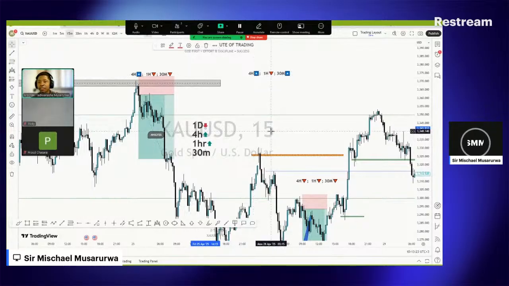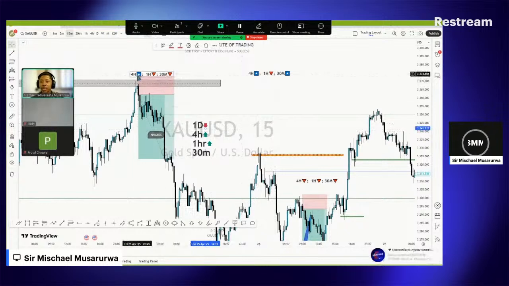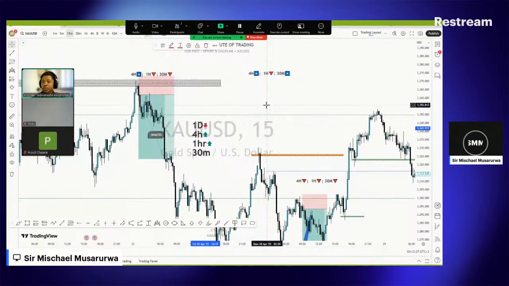And there's another pair which is only two. Let's say, for example, on gold, we have 4 hour going up, 1 hour down, and 30 minutes down. But then with USD JPY, all of them are going down. Obviously, I'm going to choose USD JPY, because gold is in contradiction with the other two. So this is what we mainly use for the third time frame.